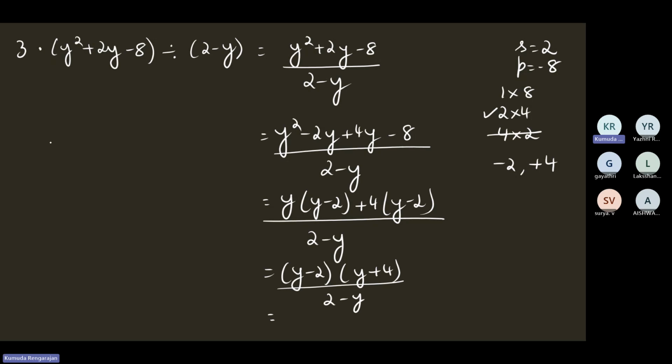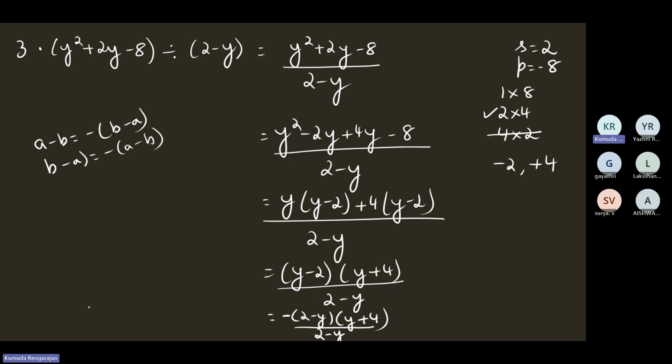Now a minus b is equal to minus of b minus a. B minus a is equal to minus of a minus b. So y minus 2, write it as 2 minus y. Take a minus outside, that's all. Y minus 2 can be written as 2 minus y. Take a minus outside. Write y plus 4 as it is, divided by 2 minus y.